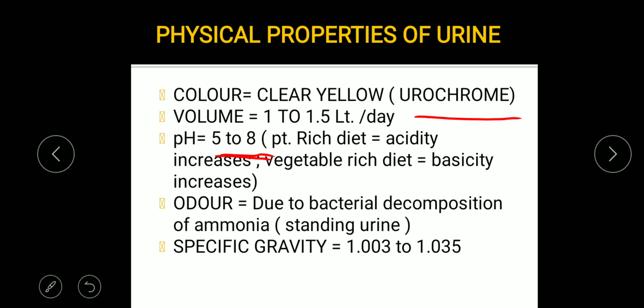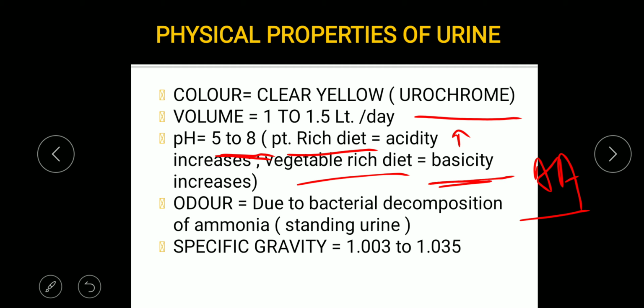So if a person takes a protein rich diet, there will be the formation of more amino acid. Okay, so there will be increased acidity of the urine, that is, it will be more towards 5. If a person is on a vegetable rich diet, then the basicity or alkalinity of the urine will increase.